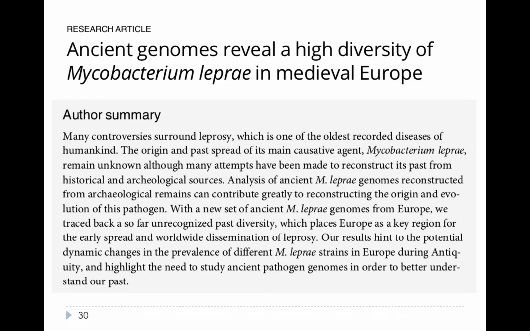And this is the most recent paper looking at this, where they've looked at a range of genomes now, a new set of ancient leprosy genomes in Europe, and they found much more diversity than they expected. So their previous stories about the silk routes or the slave trade, whatever, they have to kind of pedal backwards and say, well, actually, it looks as if there was huge amounts of diversity in Europe very early on, and maybe Europe is where this disease started.